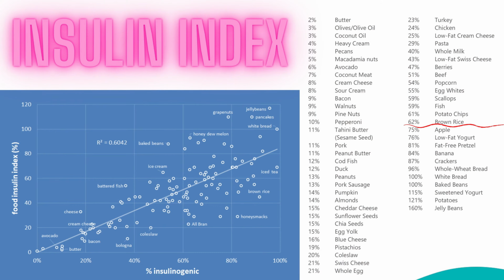Remember, type 2 diabetes starts from too much insulin. Foods like whole grains will cause high insulin response. The higher the percentage, the more insulin. Another important step for reversing your type 2 diabetes is eating less frequently.